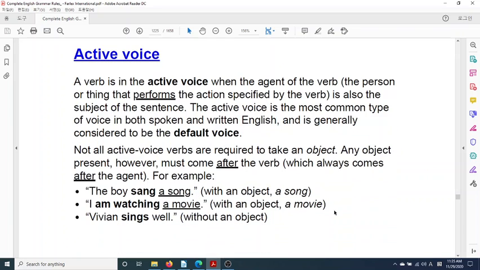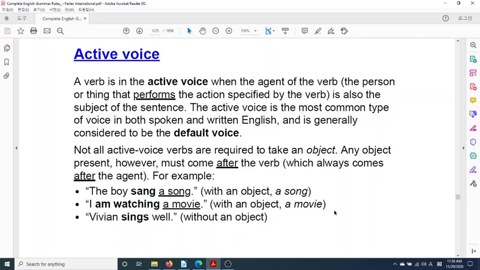A verb is in the active voice when the agent of the verb, the person or thing that performs the action specified by the verb, is also the subject of the sentence. They are actively doing something: active voice. The active voice is the most common type of voice in both spoken and written English, and is generally considered to be the default voice, right?